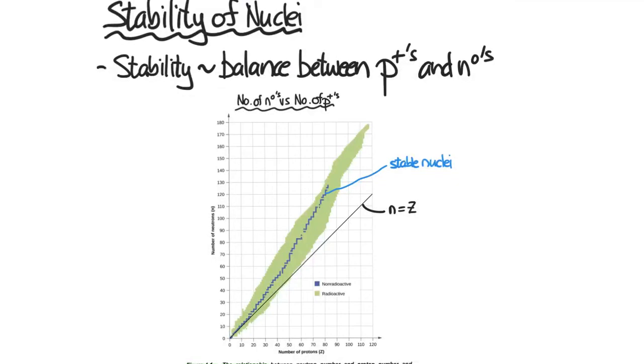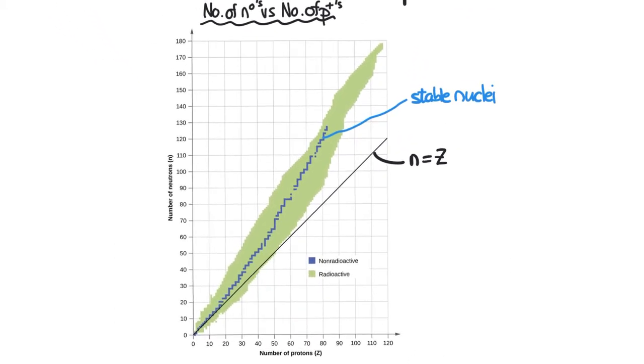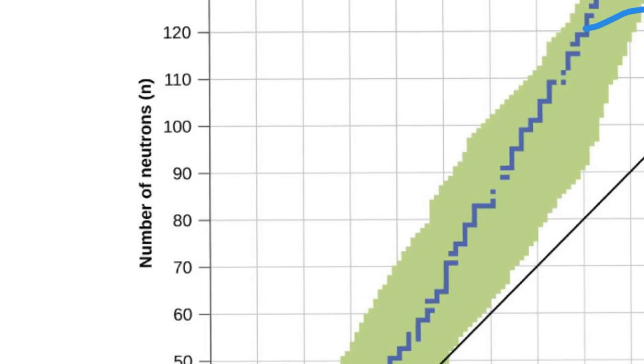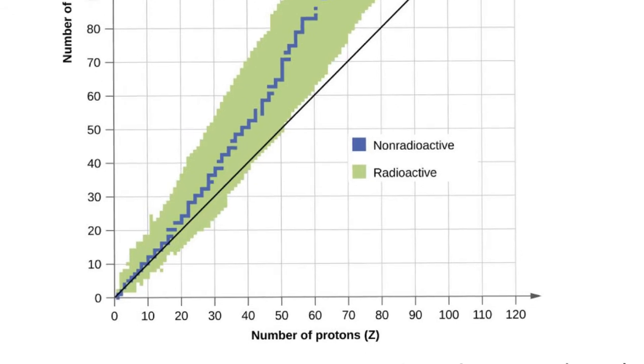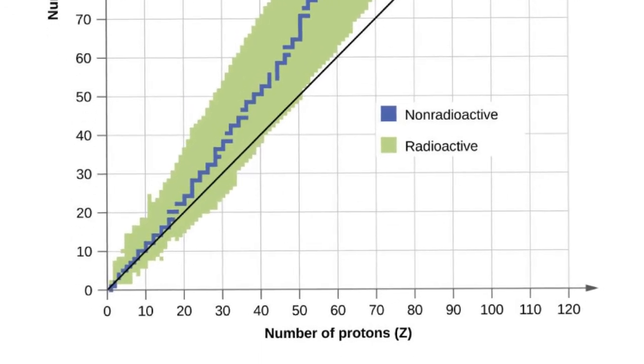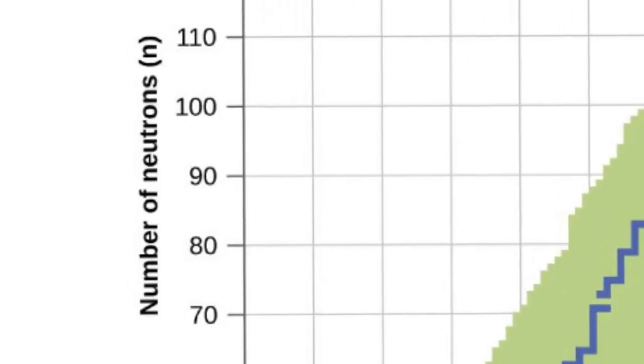When considering the stability of nuclei, it is important to look at the balance between protons and neutrons. And therefore this graph is very, very important. This is a graph that plots the number of neutrons versus the number of protons in specific nuclides or nuclei. On the vertical axis we have the number of neutrons, and on the horizontal axis we have the number of protons. The number of protons we know as Z, or the atomic number, and the number of neutrons we are going to refer to as N.